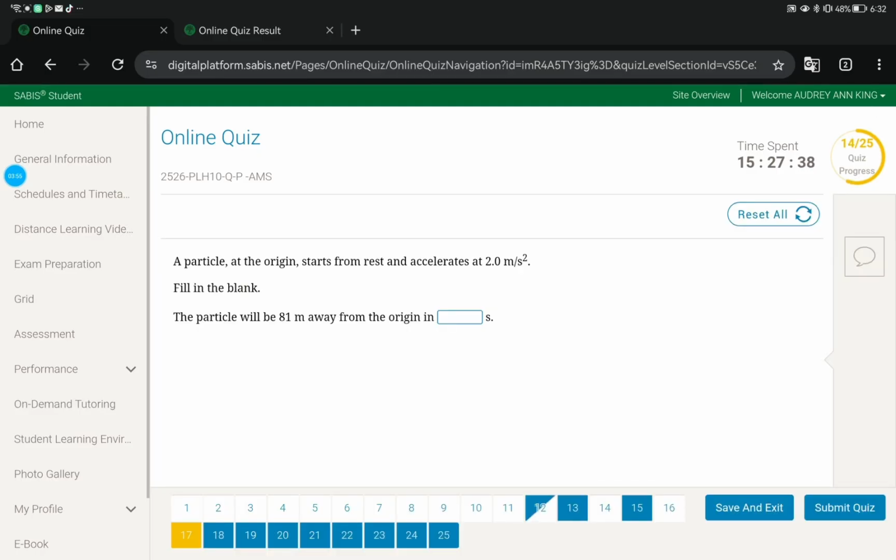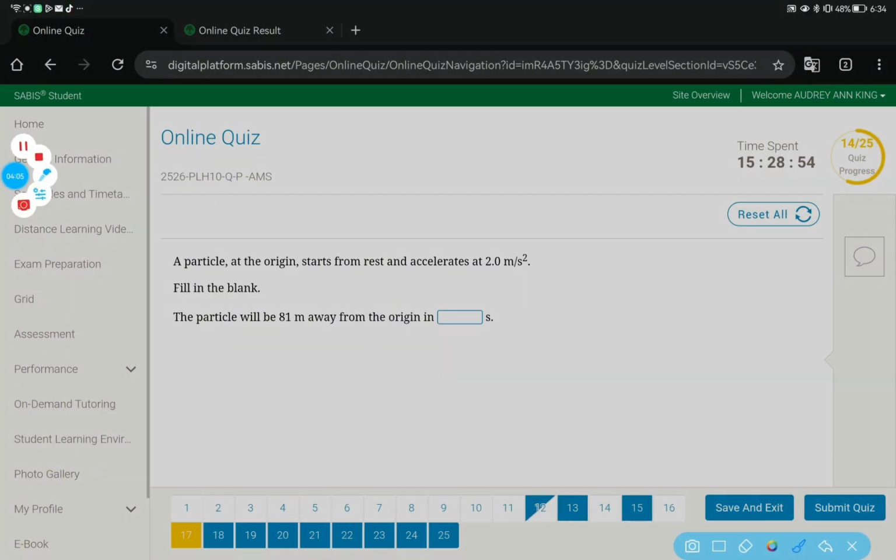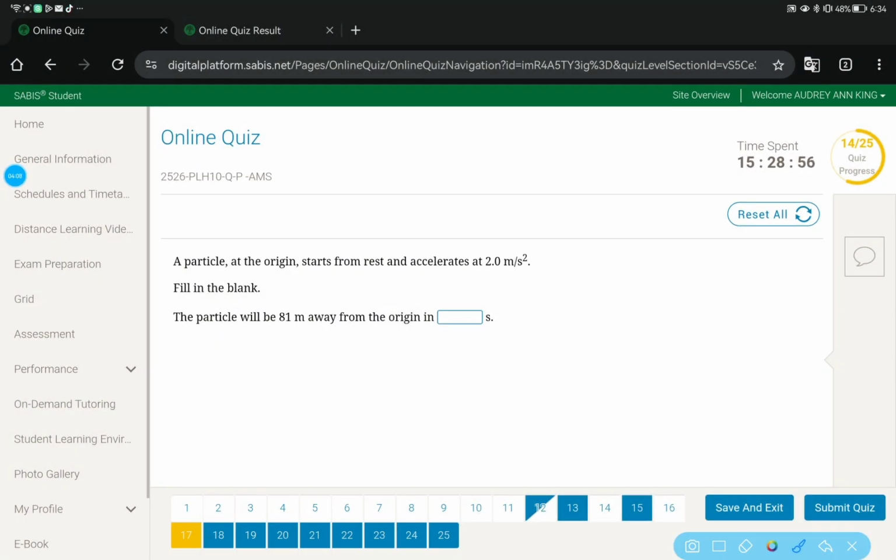A particle at the origin starts from rest and accelerates at 2 meters per second squared. The particle will be 81 meters away from the origin in blank seconds. Okay, so let's write down what we have. We have the initial velocity, which is 0, and we have the acceleration, which is 2, and we have our delta x, which is 81.